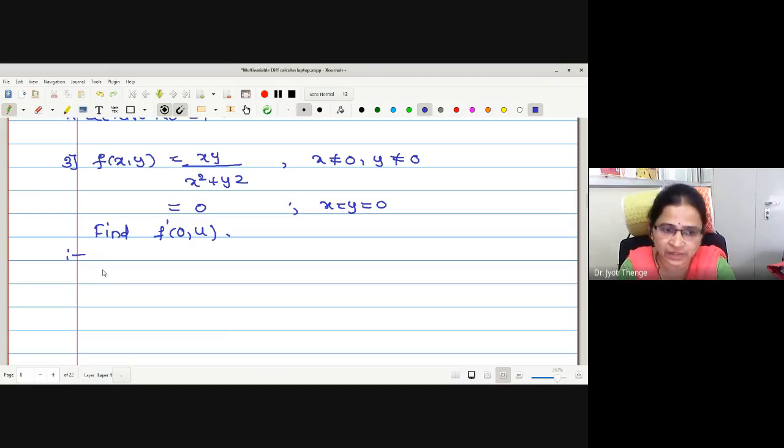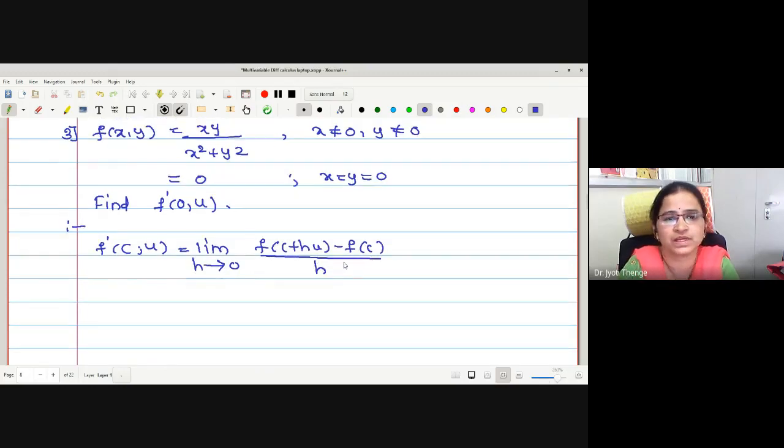Now, let me write the definition first. F dash of (c, u) is limit h tends to 0 of f of c plus hu minus f of c divided by h. This is the definition. So what is c given here? c is equal to (0, 0), the origin it is given. Let me write the coordinates of the vector u to be some (u1, u2).